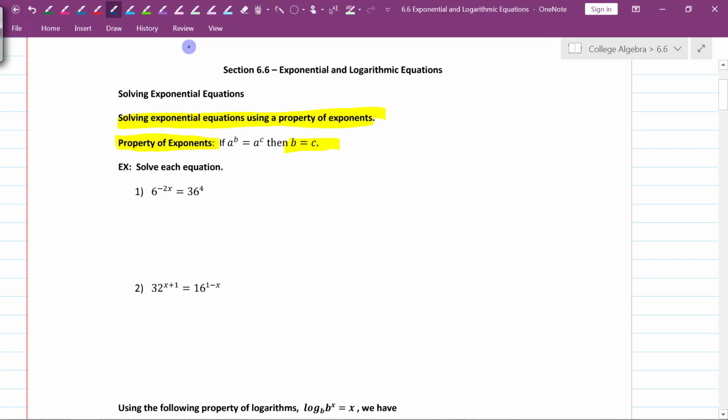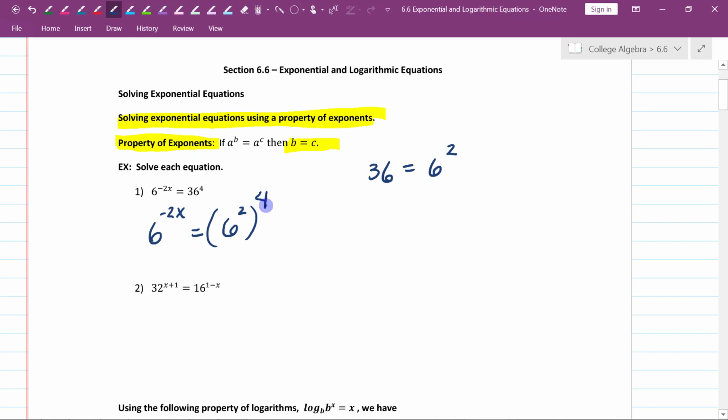So the objective here is to rewrite a problem to the same base. We've already kind of worked on that in some of the other sections, but we're going to be working on that a little bit more here. So the question becomes, how can I rewrite 36 to base 6? I have to have a common base. 36 is equal to 6 squared, 6 times 6, correct? So I can rewrite 36 as 6 squared. So I can say this is 6 to the negative 2x, and that is equal to 6 squared. Then I have to put this other exponent, 4, right like that.